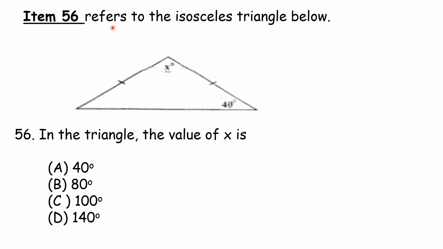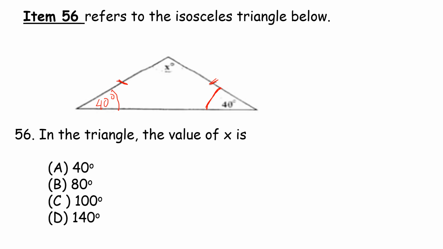Question 56 refers to the isosceles triangle below. And we can tell it's an isosceles by these lines here. In the triangle, the value of x is, so one of the rules of an isosceles triangle is here is 40 degrees. That means over here is also 40 degrees because of the lines here being equal.